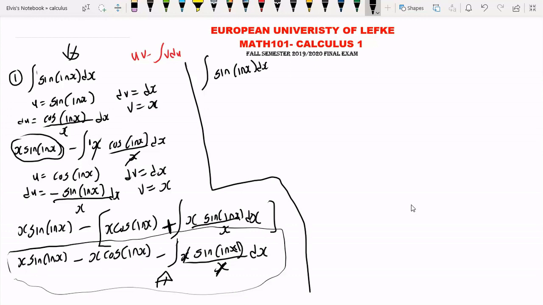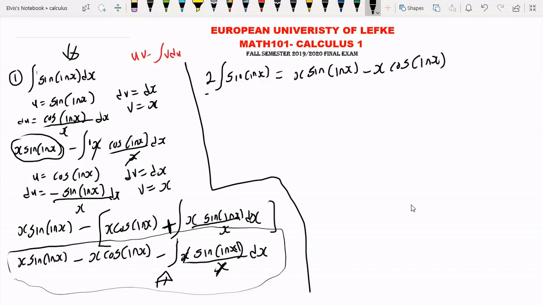Because this is negative, the integral of sine of ln of s, if we move this to the right side, this is going to be positive integral of sine of ln of s, okay guys? So if we add two of these, we are going to have 2 multiply the integral of sine of ln of s ds. Make sure you take note of this. So this is now equal to s multiply sine of ln of s, then minus s multiply cosine of ln of s.